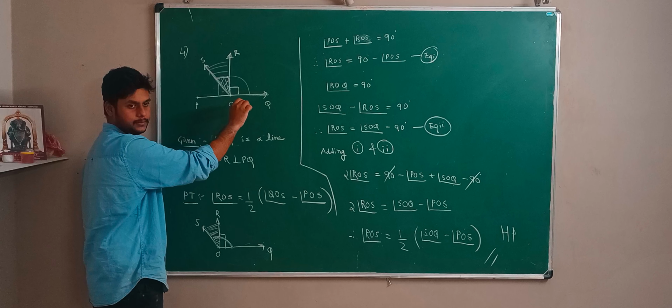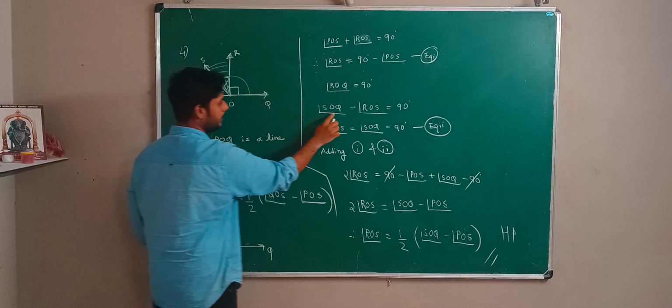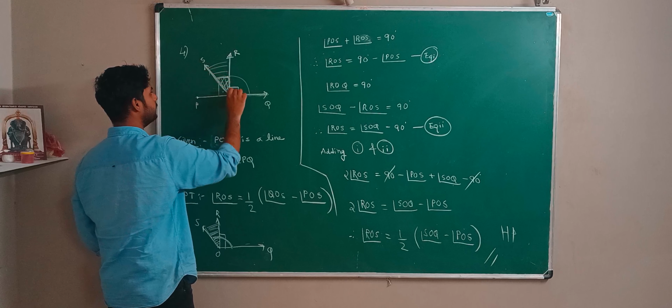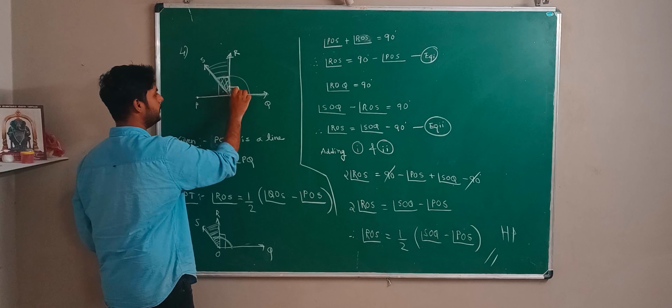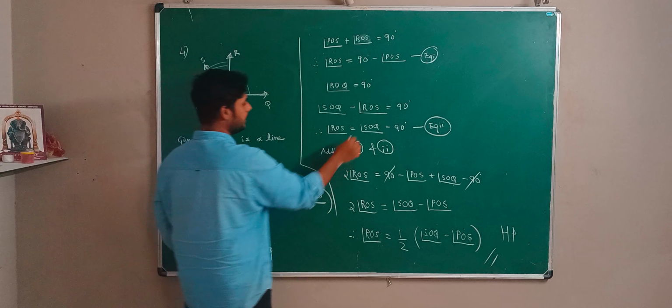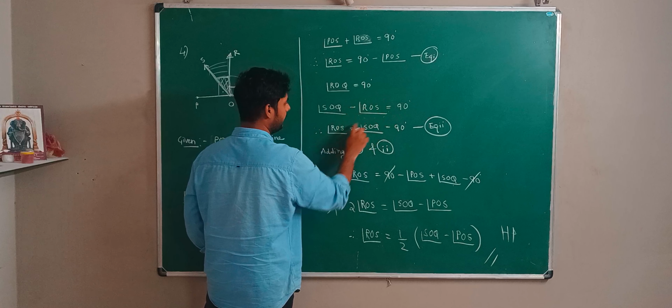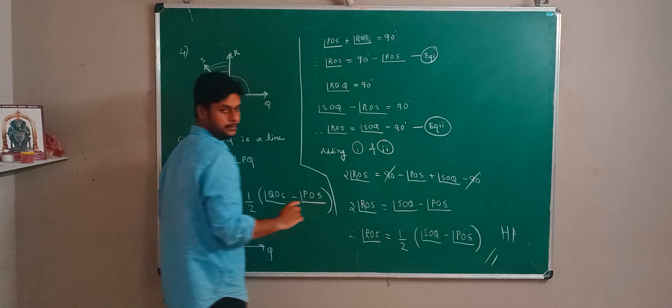This will remain, or no? Yes or no? So angle SOQ minus angle ROS is equal to how much? 90 degrees. Why? 90 degrees is remaining. So again I should keep angle ROS. So angle ROS I will send to that side. 90 degrees will come to this side. Angle SOQ minus 90 degrees.